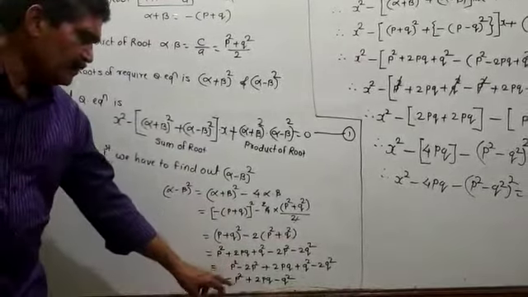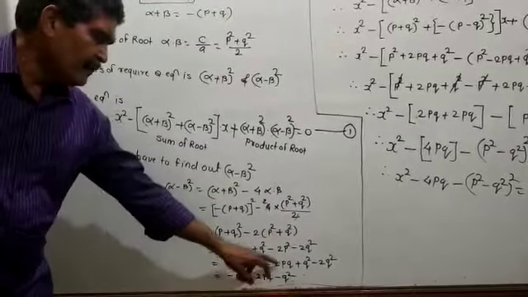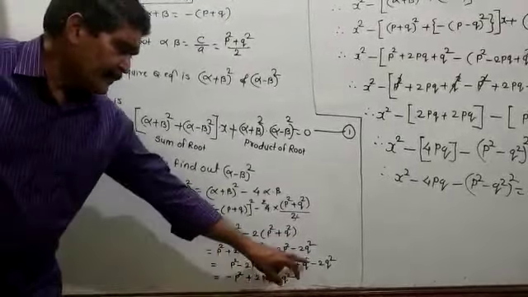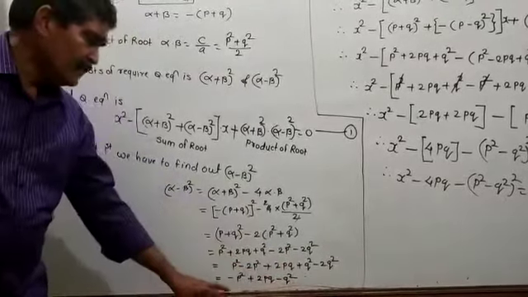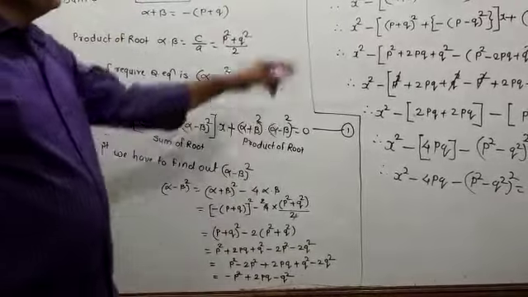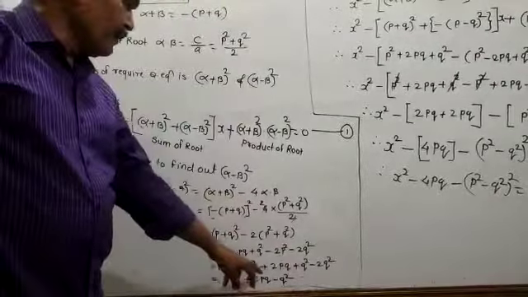P square minus 2p square is equal to minus 1p square. 2pq as it is you have to write. Plus q square minus 2q square is equal to minus 1q square. So the required quadratic equation is minus p square plus 2pq minus q square.